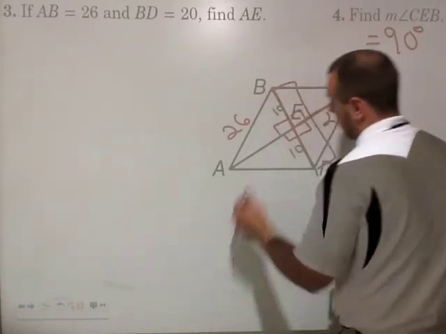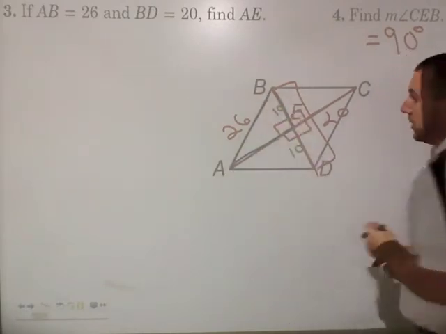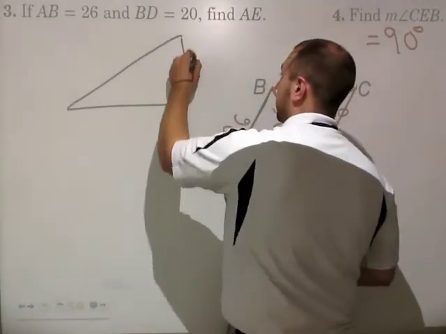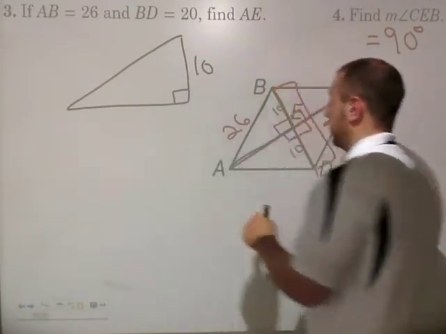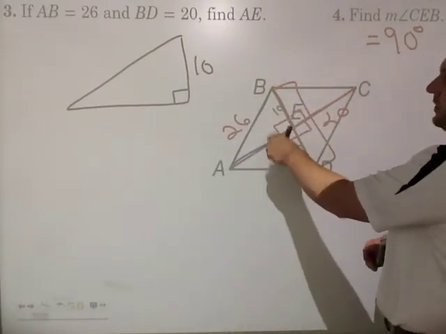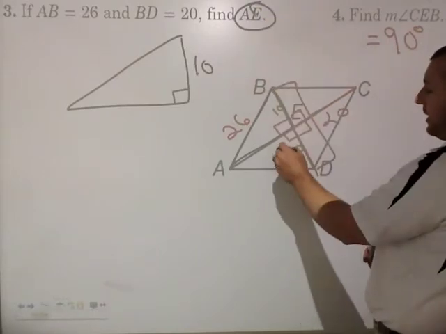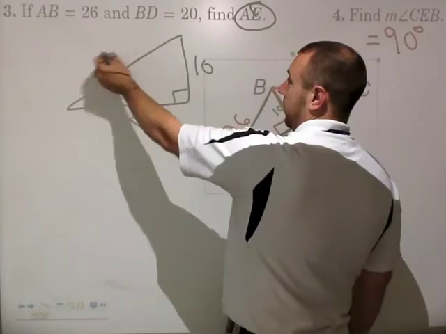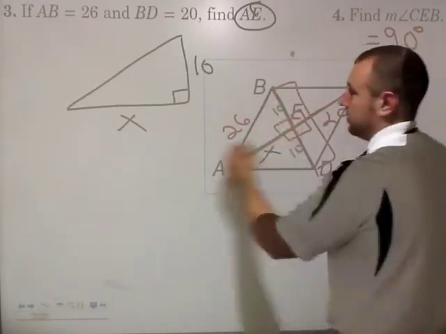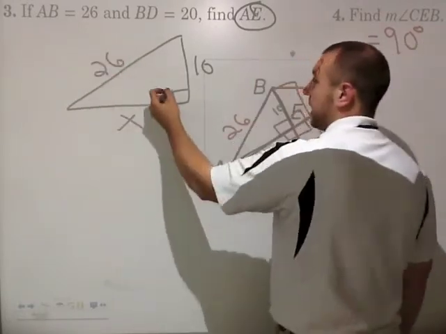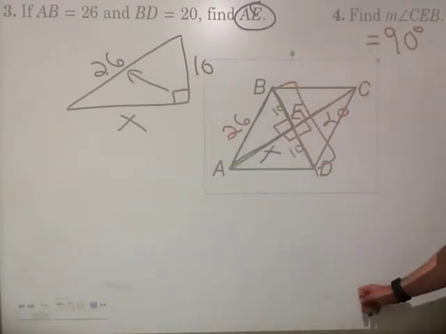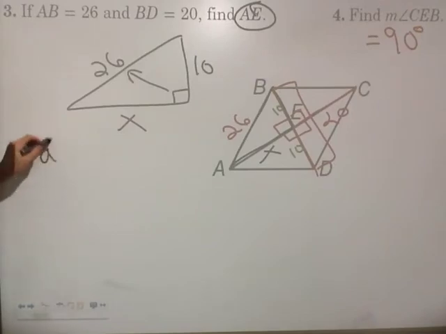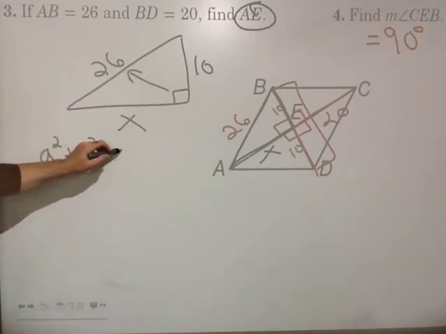Okay, so if you can't see it, there's a right triangle right there. And I'll draw it over here. 10, the right angle. Oh, I don't know that, but oh, AE. That's what I'm looking for. That's my x. And my hypotenuse is 26. So what I have to set up is a squared plus b squared equals c squared.